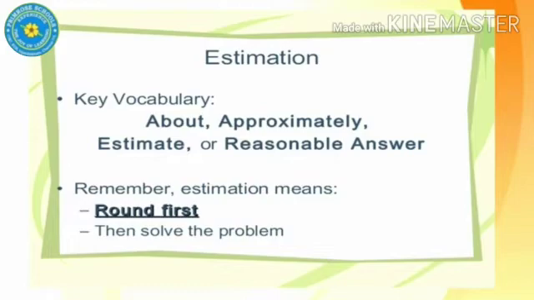So for doing estimation there are two steps. First step would be to round off the number. Second step would be to solve the problem. We have already learnt about rounding off in the previous chapter. Am I right, children? So we will be using that concept here too. Let me repeat once again. Round off the numbers and then solve the problem. Okay?